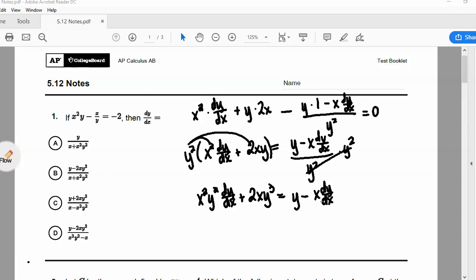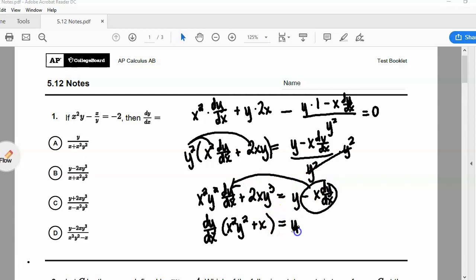Once you get here, it's pretty much like the other problems. Move everything with a dy dx to the left side. Move everything else to the other side. I'm going to go ahead and factor out my dy dx here. So you'll have dy dx times x squared y squared. And this is going to be a positive x whenever you move this part right here over to this side. And that's going to equal y minus 2xy to the third.